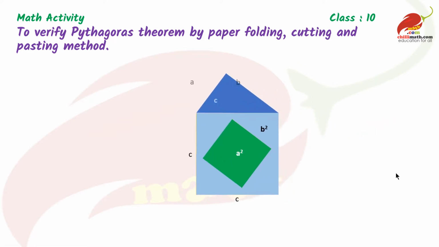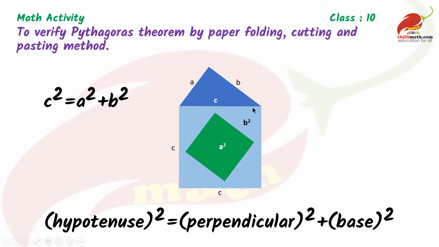So what we have learned through this is that this square, which was yellow, had an area equal to C square because its side is C, and it is fully covered by two squares, one with side B and one with side A. So we can write this area: C square is equal to B square plus A square, which is nothing but our Pythagoras theorem, because C is our hypotenuse and the other two sides are our perpendicular and base. So hypotenuse square is equal to perpendicular square plus base square. Pythagoras theorem has been verified.